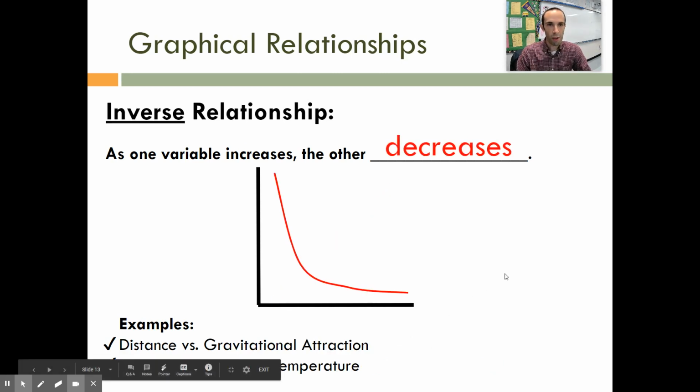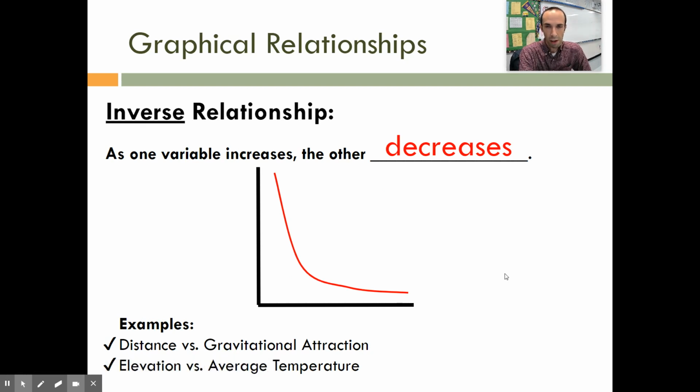Inverse relationship. This is where you have one variable increasing, but the other one is decreasing. And the graph might look like that. It might have a little bit of a curve, or it might be more straight. But you can see that one thing's going up while the other one's going down.